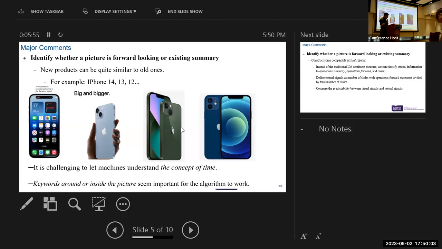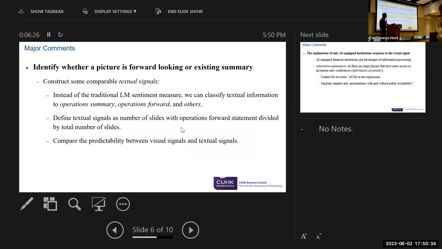My first thought is that, because I did some research myself, I feel that some of the keywords around or inside pictures are actually pretty important to make the algorithm work well. I think the others also noticed that. When they train the models in the papers, they do mention that they include some of the keywords and some words inside the picture to do the classification, which I think is a very important choice. Having said that, following this logic, I'm thinking whether we can do a similar thing for the text.